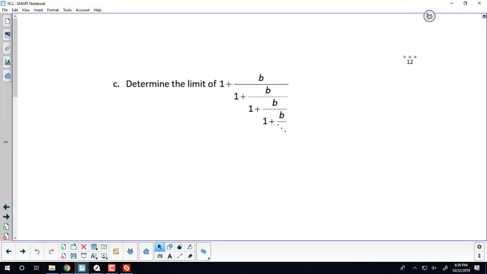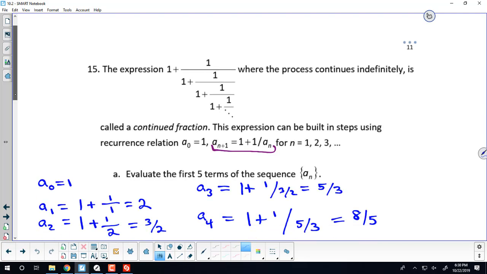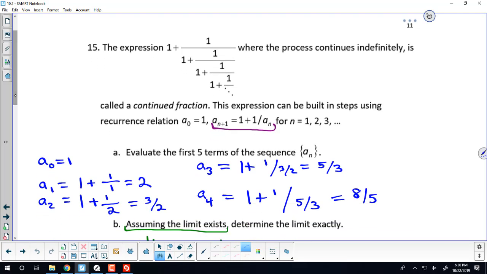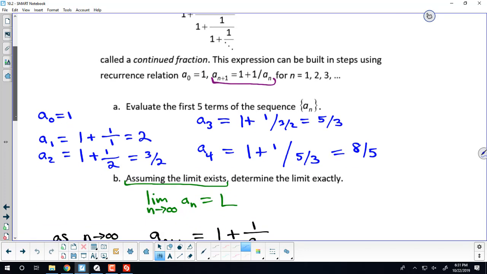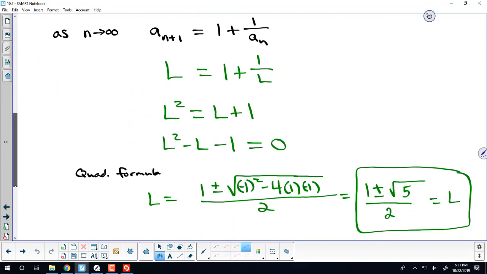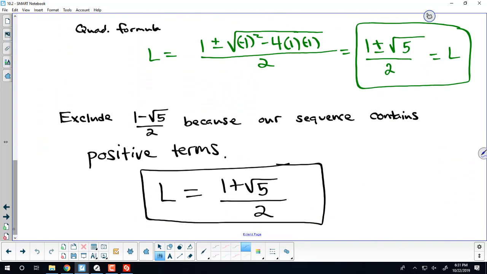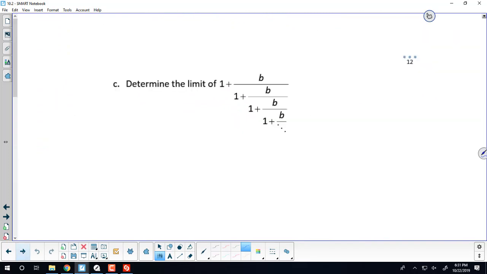Okay, so the type of sequence or series rather that we were looking at last class, we were talking about these series that can be expressed, or sequences that can be expressed recursively. And we said if they have a limit, we were just going to assume that the limit exists and then try to figure out algebraically what L was equal to.